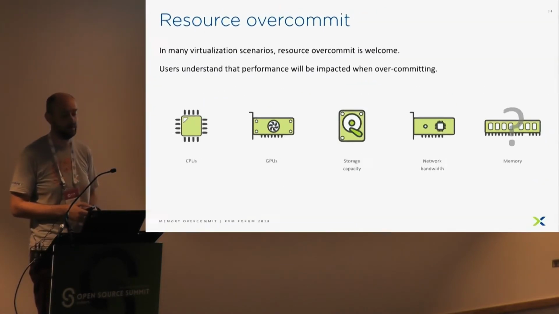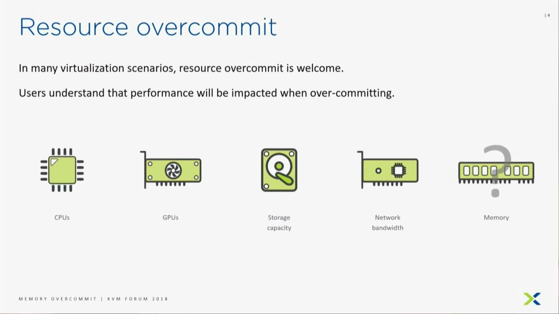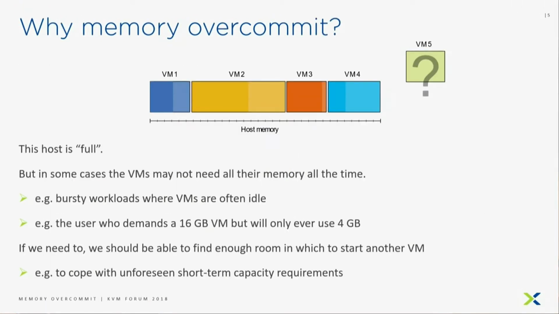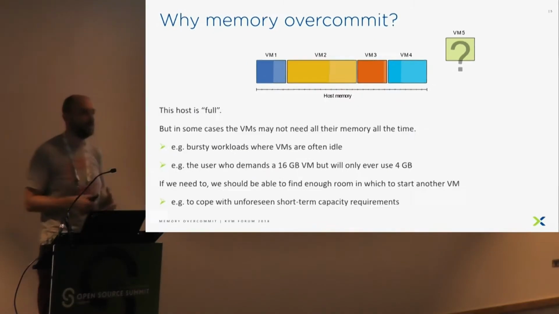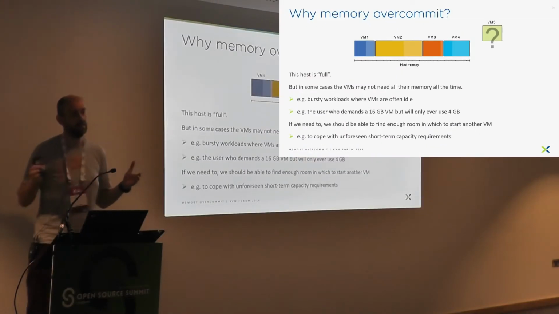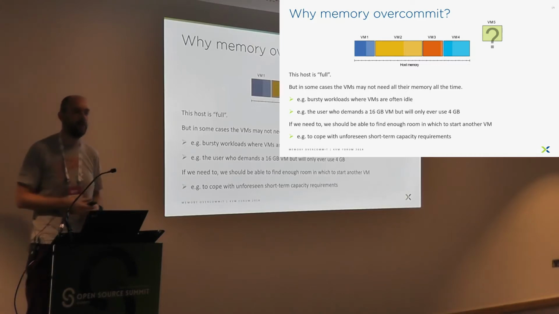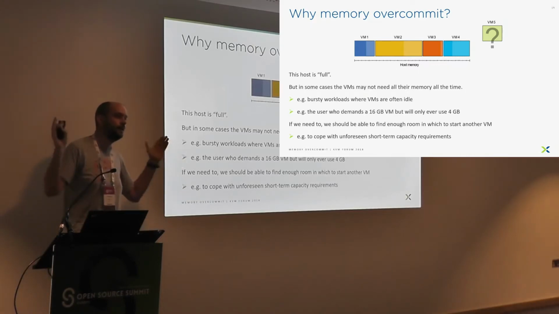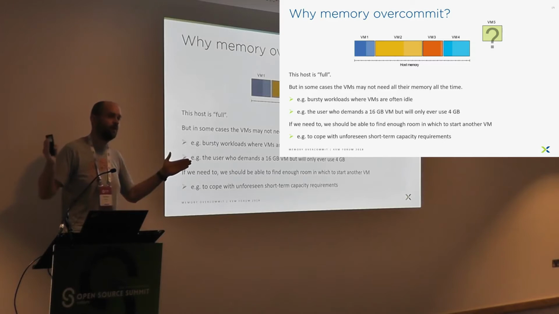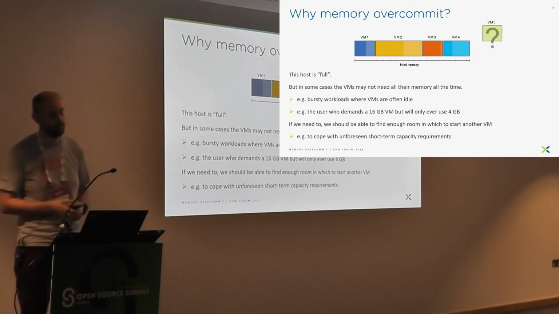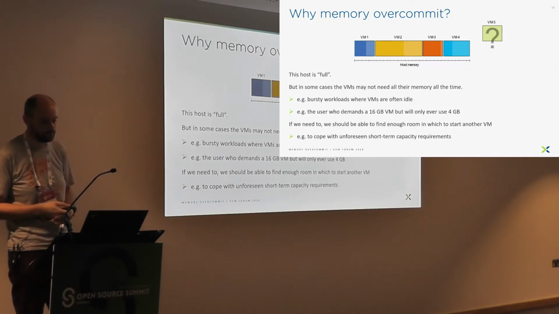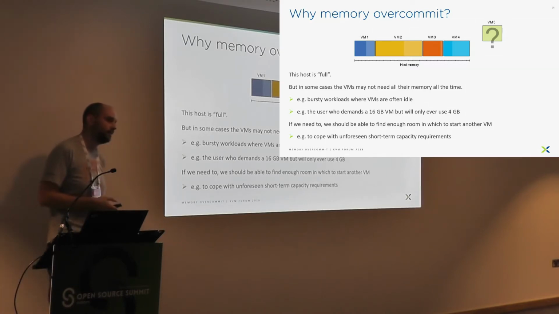So what about memory? Well, memory is a little bit different because VM memory is allocated from the host memory. So in this example here, I have 4 VMs that are completely using up all of the host's memory. So what do we do when we want to start the 5th VM? The host is full.